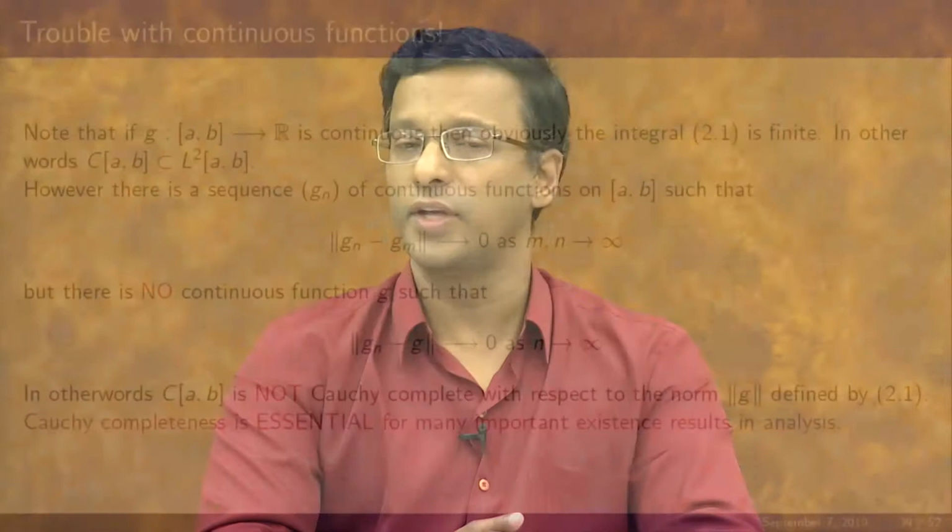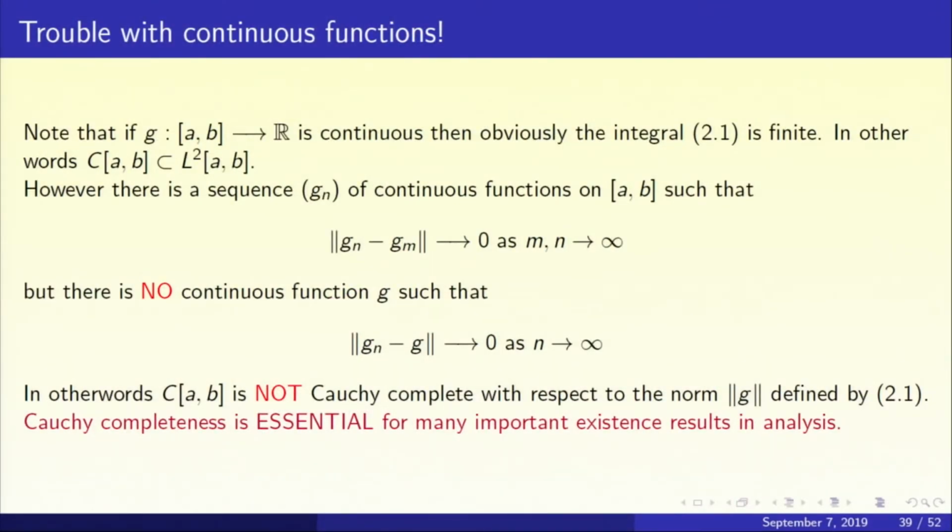Now, why can't we simply work with continuous functions? Why do we have to introduce this space L2 of [a, b]? Why not just take the set of all continuous functions on the closed interval [a, b] and work with it? There is going to be a problem. Suppose you take a sequence of continuous functions on [a, b] such that the norm of g_n minus g_m goes to 0 as n, m go to infinity, it may not be the case that the g_n converges to a continuous function g.